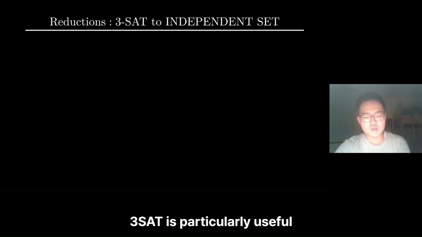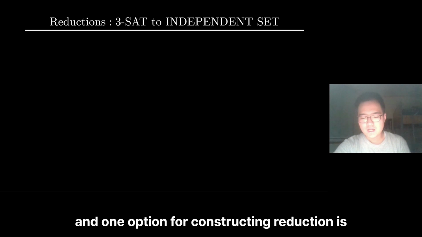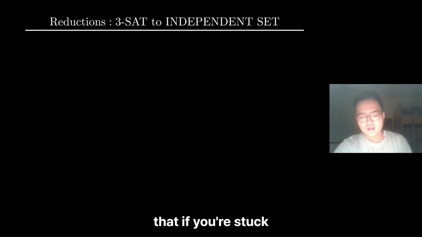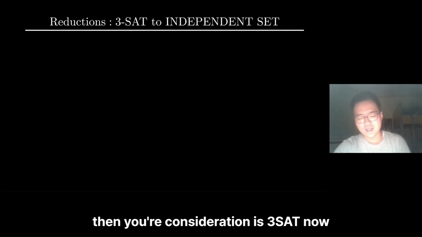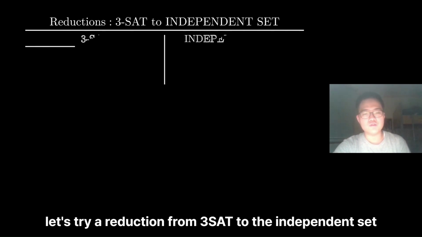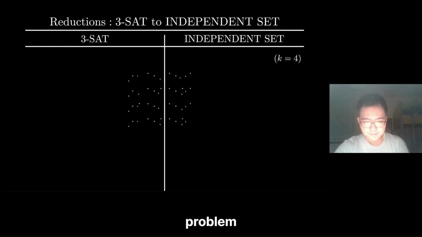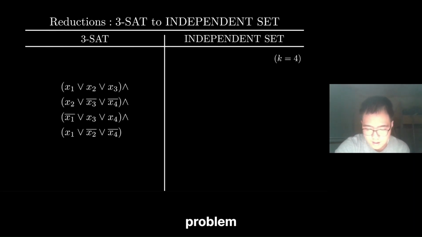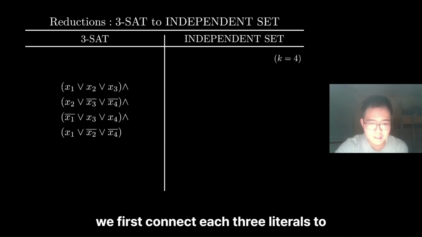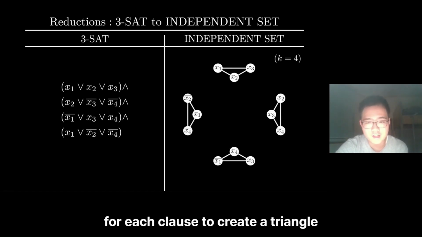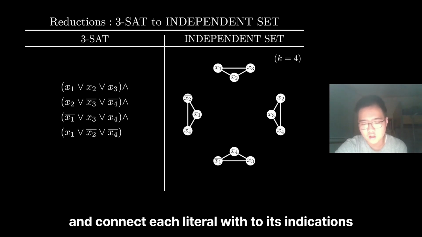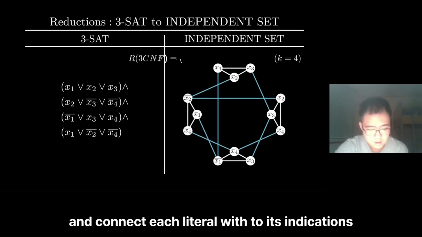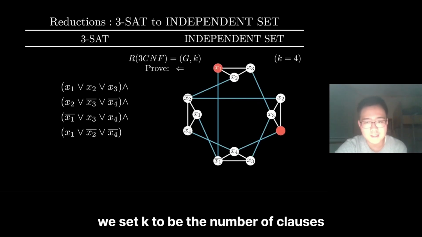3-SAT is particularly useful and powerful for these reductions, and one option for constructing a reduction, if you're stuck, is to consider 3-SAT. Now, let's try a reduction from 3-SAT to the independent set problem. We first connect the three literals of each clause to create a triangle, and connect each literal to its negation. We set k to be the number of clauses, and we are done with the reduction, although we need to prove it.